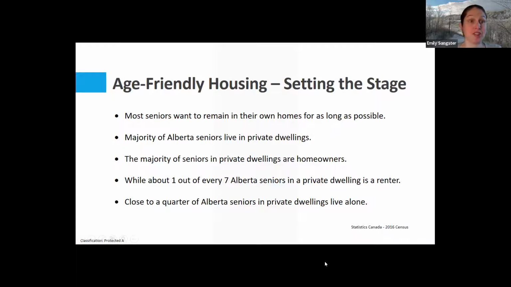The population aged 65 years and older is expected to increase in our province, both in number and population percentage. And most of this population want to stay in their own homes for as long as they can. According to the 2016 census, the vast majority of Alberta seniors, so that's about 90%, live in private dwellings. That includes movable dwellings, apartment buildings, and houses as well. About 86% of seniors in these dwellings are homeowners, and then about 1 of every 7 Alberta seniors in a private dwelling is a renter. And about a quarter of these seniors live alone.